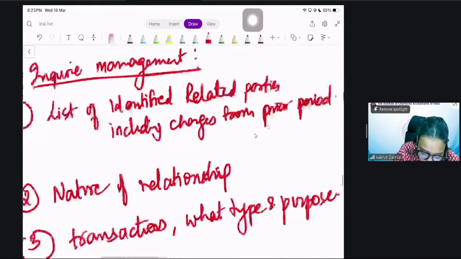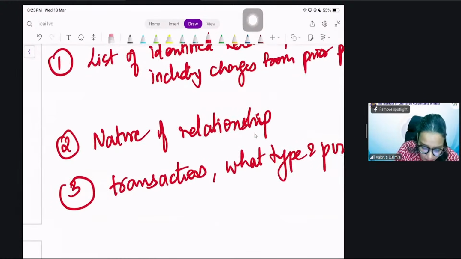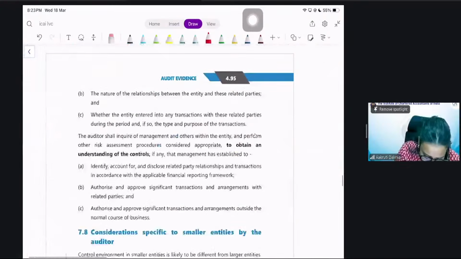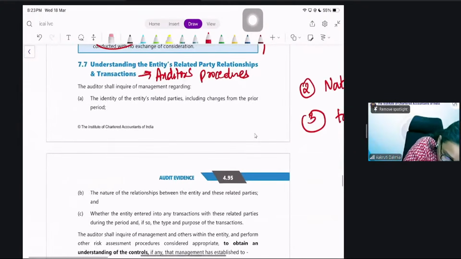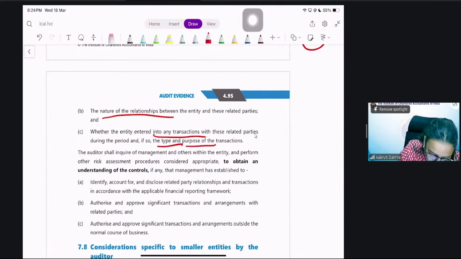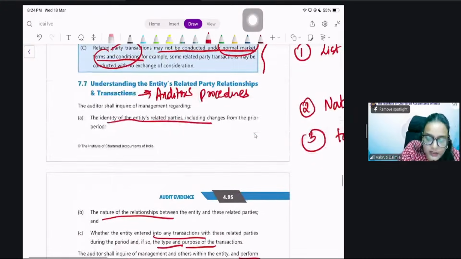So after you have this list, so this list is done. The auditor shall inquire of the entity: identity, nature of relationship, and transactions, type of transaction, and purpose. Then the auditor shall inquire of management and others within the entity and perform other risk assessment procedures to obtain an understanding of controls. You gave me the list.